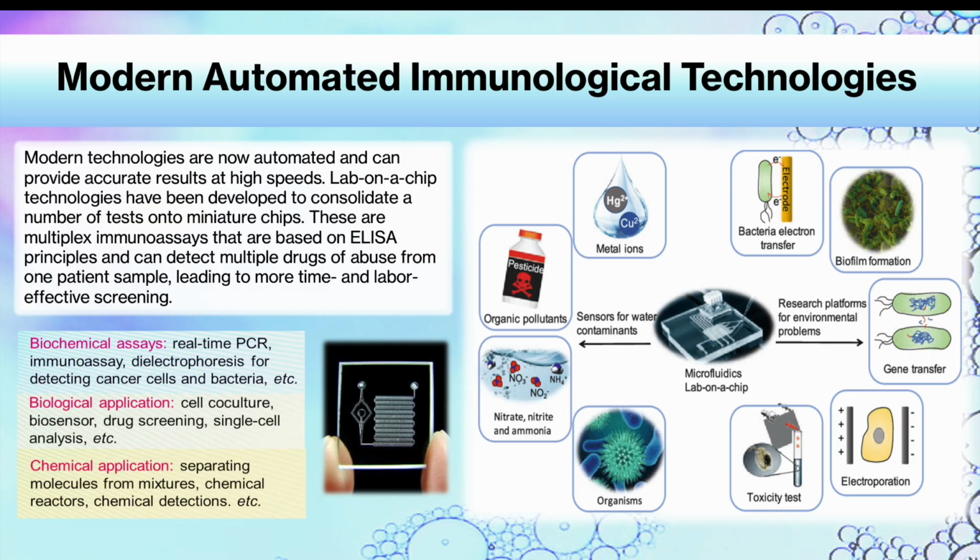Modern automated immunological technologies. Modern technologies are now automated and can provide accurate results at high speeds. Lab-on-a-chip technologies have been developed to consolidate a number of tests onto miniature chips. These are multiplex immunoassays that are based on ELISA principles and can detect multiple drugs of abuse from one patient sample, leading to more time and labor effective screening.